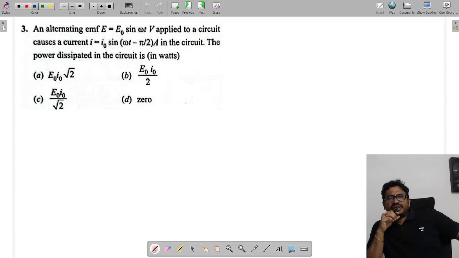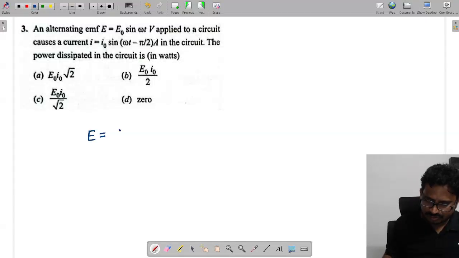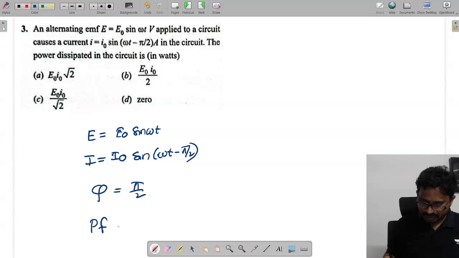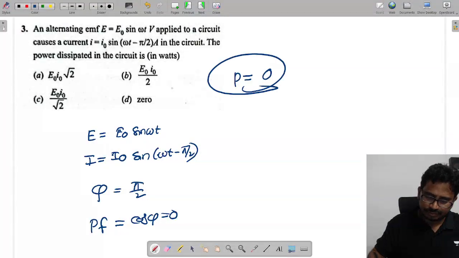The power dissipated in the circuit: E is given as E naught into sin omega t, and I is equal to I naught into sin of omega t minus pi by 2. So the phase difference is pi by 2. The power factor cos phi is equal to 0, so the average power is 0.